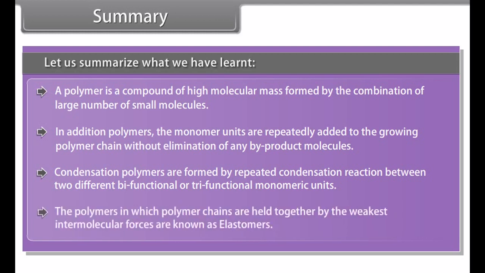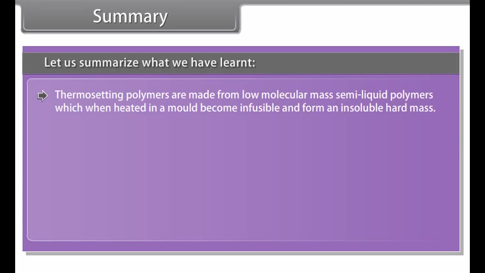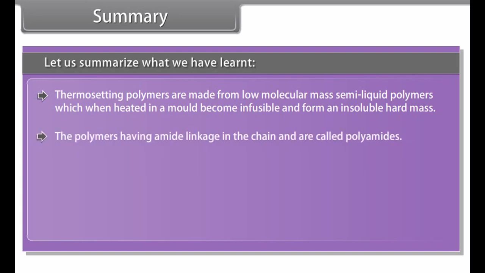The polymers in which polymer chains are held together by the weakest intermolecular forces are known as elastomers. Thermosetting polymers are made from low molecular mass semi-liquid polymers which, when heated in a mold, become infusible and form an insoluble hard mass. The polymers having amide linkage in the chain are called polyamides.